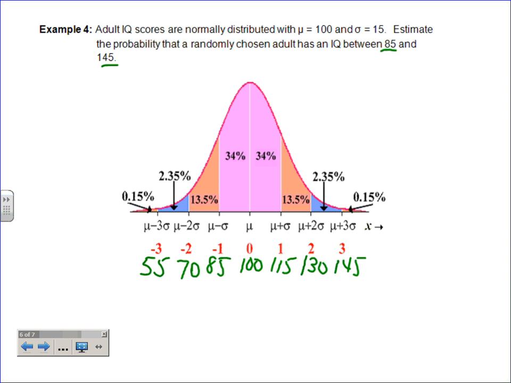All right, so we have to find out basically the probability. We just have to find those percentages, because these percentages could be written as decimals, right? So where's 85? 85's right here, right? And go all the way to 145, which is right there. Do you agree?